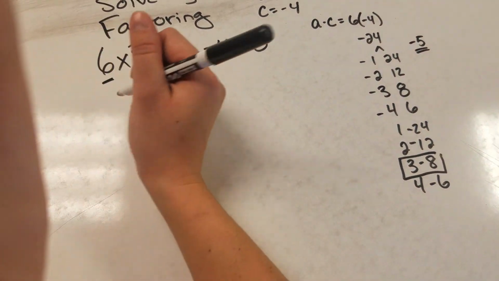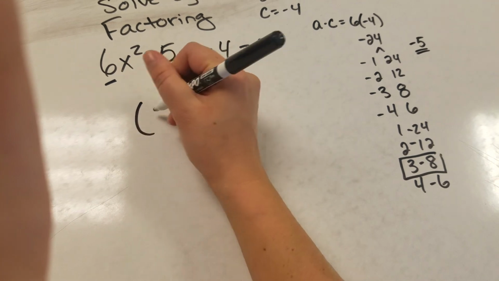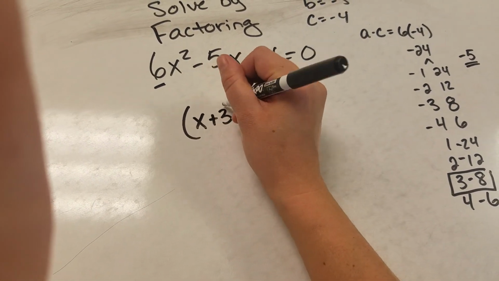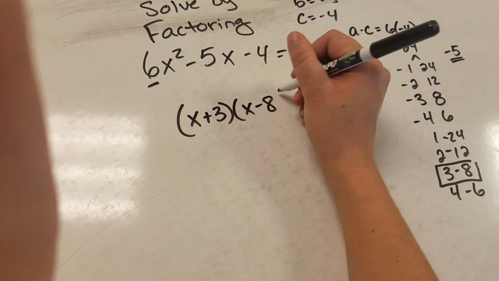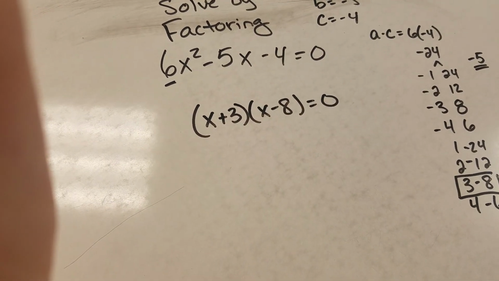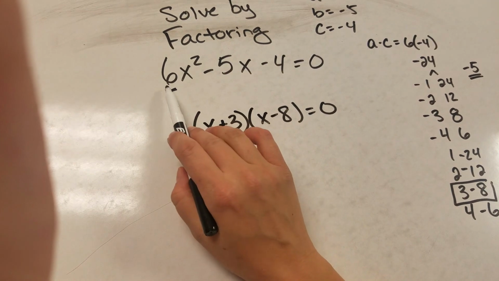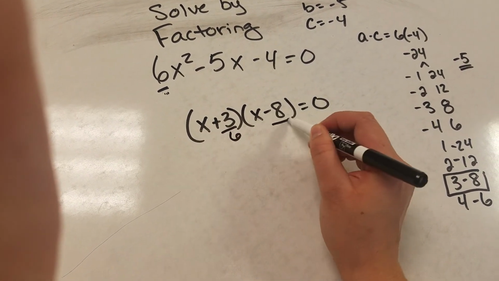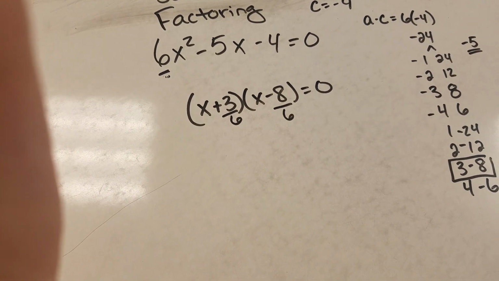Okay, so we are going to put 3 and -8 into our parentheses. So we're going to have x plus 3 and x minus 8 still is equal to 0. We have to get a 6x squared. So in order to do that, we're going to take our factors and we're going to divide by 6.